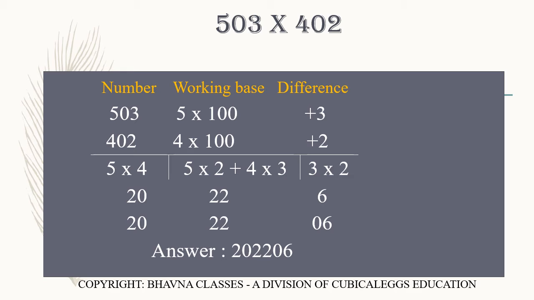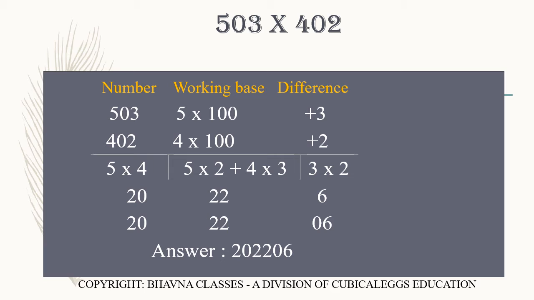Now we have to divide our result into three parts. The first part is obtained by multiplying the base factors of both. That means 5 times 4, which is 20. For the second part, we have to multiply the factor, that means 5, with the difference of 402, and then we have to multiply 4, that means the factor of 402, with the difference of 503, that means plus 3, and then we have to add them. That means 5 times 2 plus 4 times 3. So this result is 22. For the rightmost part, we have to multiply 3 and 2, which is 6.